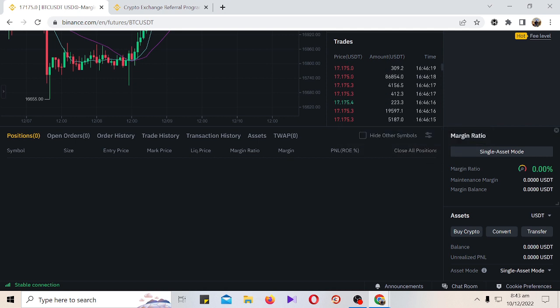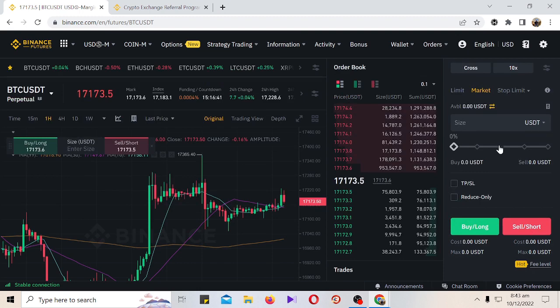Anytime that you open a position and this arrow, this gauge, moves from the green bar to the yellow or red, close the position. I don't care whether you still think it's going to go up in your favor, close the position. It's very important you close the position. Okay, so I'm just going to fund my futures wallet, then we can enter a position.